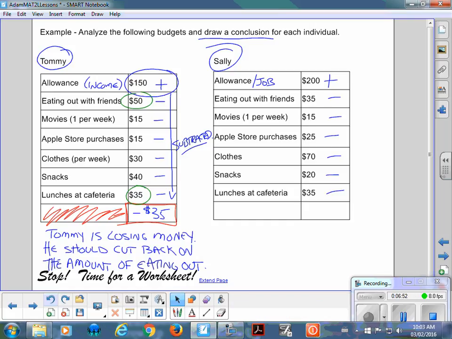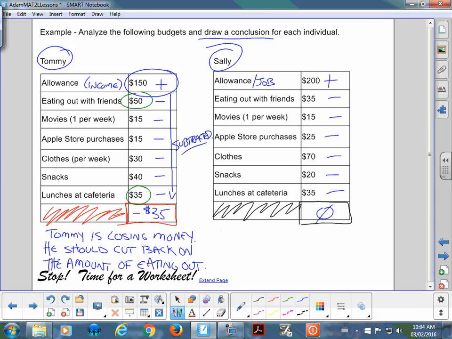So we go through and run down her numbers here, see what happens with Sally. So the 200 and the rest is going to be subtracted from that. Minus 35, minus 15, minus 25, minus 70, minus 20, minus 35. We end up with a 0. So technically she's in the black, okay? Because she's balanced her budget. All right. So conclusion here, Sally has a balanced budget. So, good thing, she's not losing money, but she's not saving money as well.